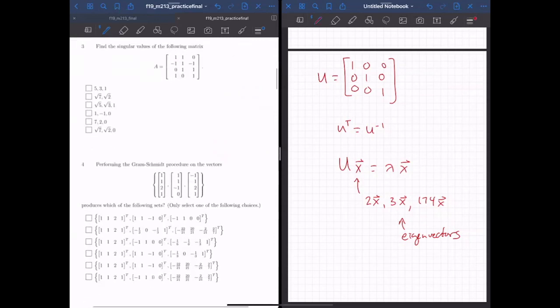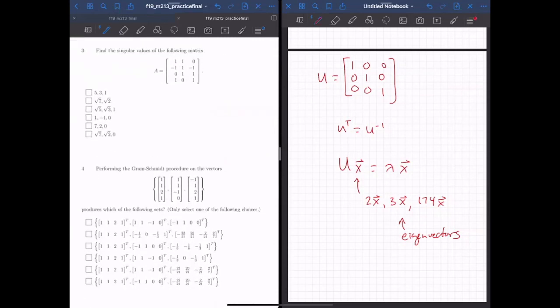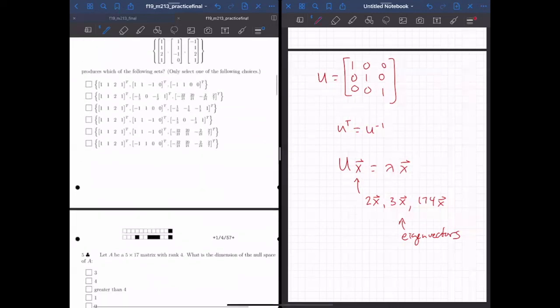Okay, so 3 and 4 are computational ones. Find the singular values and perform the Gram-Schmidt procedure.